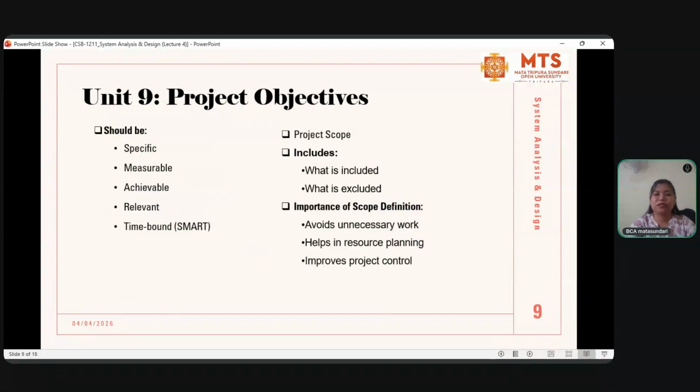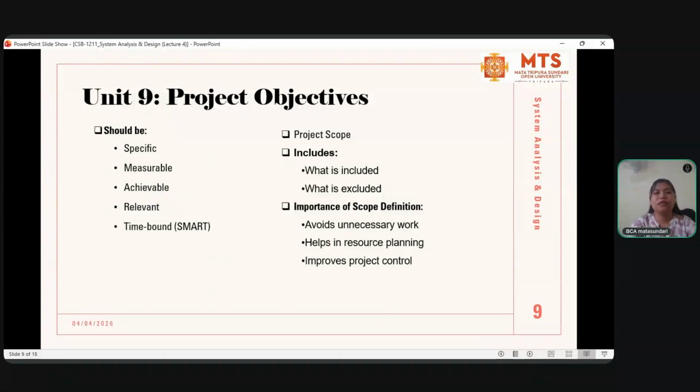Next, project objective. What should be the project objective? Specific, measurable, achievable, relevant, and time-bound. That is SMART. Okay. Project scope includes what is included and what is excluded. So we have to keep project scope in mind. Scope definition helps avoid unnecessary work, helps in resource planning, and improves project control.